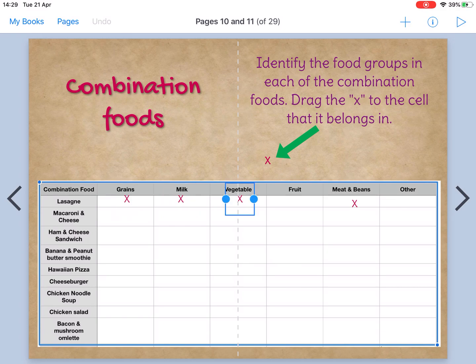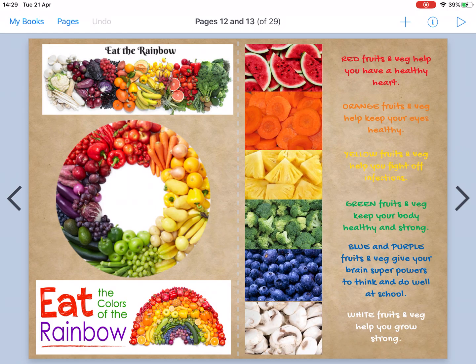We use vegetables sometimes, so it depends on how mom makes her lasagna. If she makes lasagna with mince and she puts in carrots and peas and mealies and things like that into her mince, then yes, there's vegetables. If she only makes mince and she doesn't add anything else to the mince, then it's only the meat and beans or the protein group. So sometimes one food can actually belong to many different food groups. You don't have to do anything here. This is just for some information.